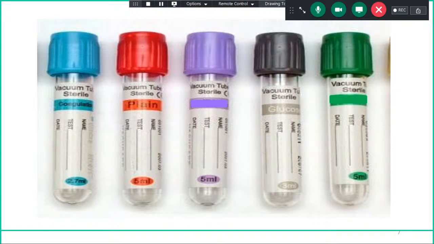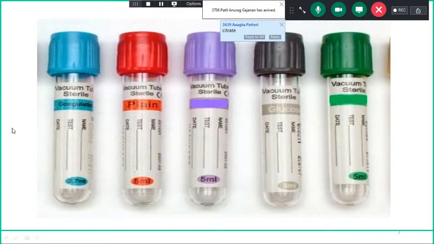No one has given an answer until now. No. In the blue capped, this one.